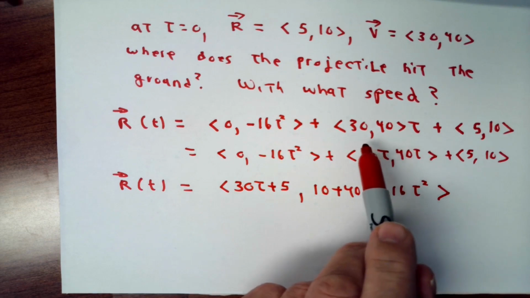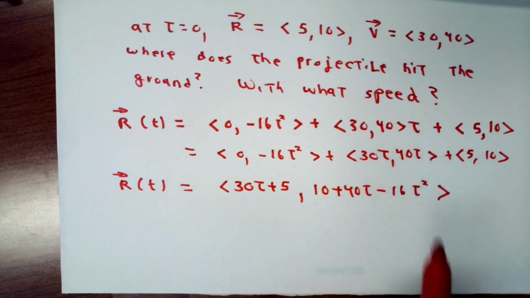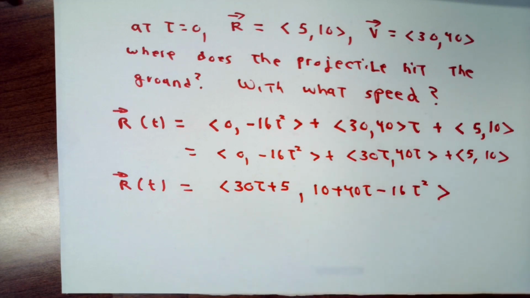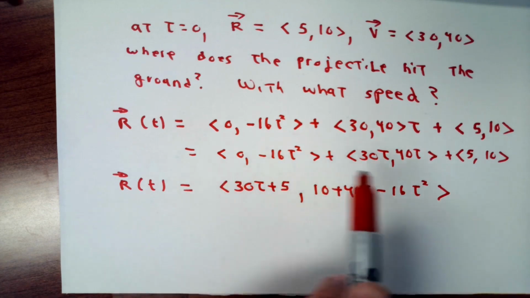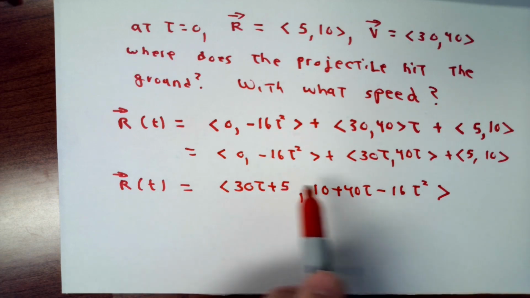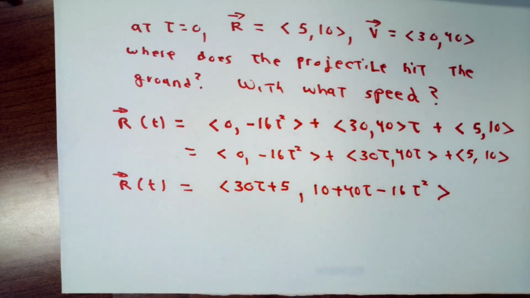The vector 30, 40 multiplied by the number t is 30t, 40t. Once I've written it in that form, 0 plus 30t plus 5 is the x component of the position vector, and negative 16t squared plus 40t plus 10 is the y coordinate.